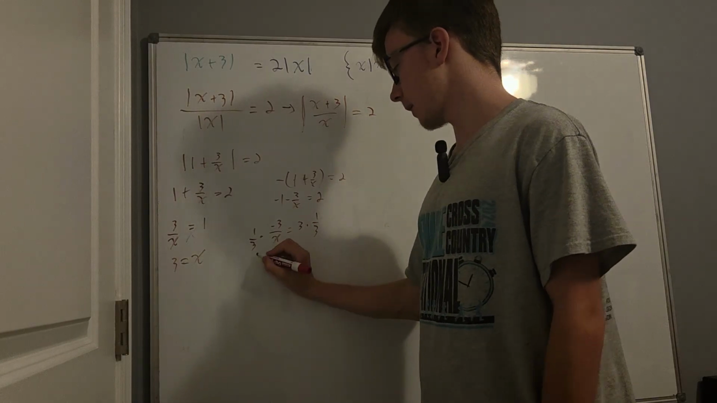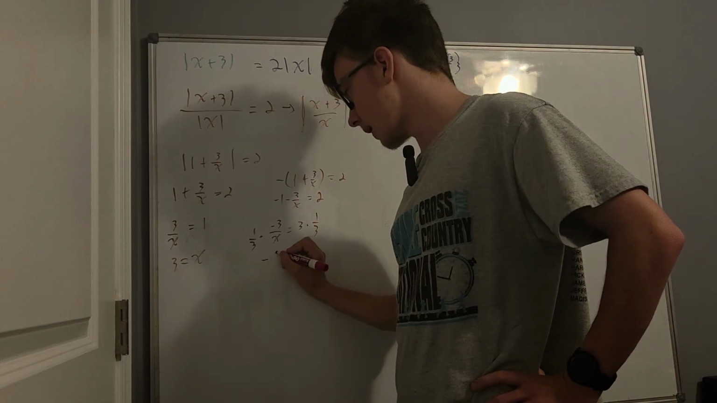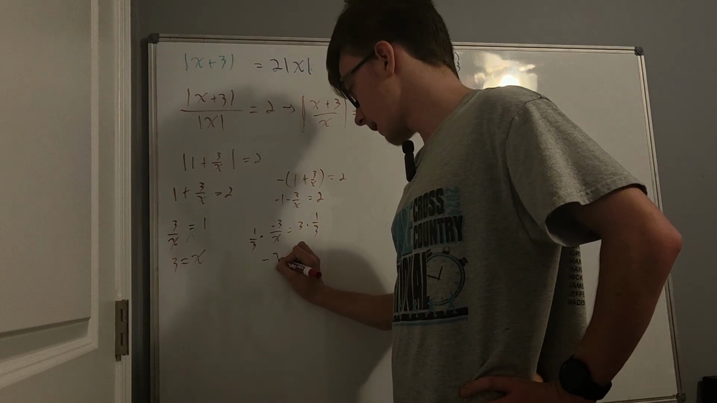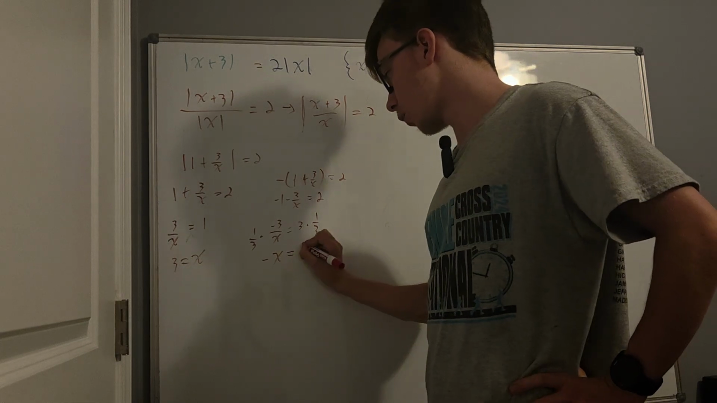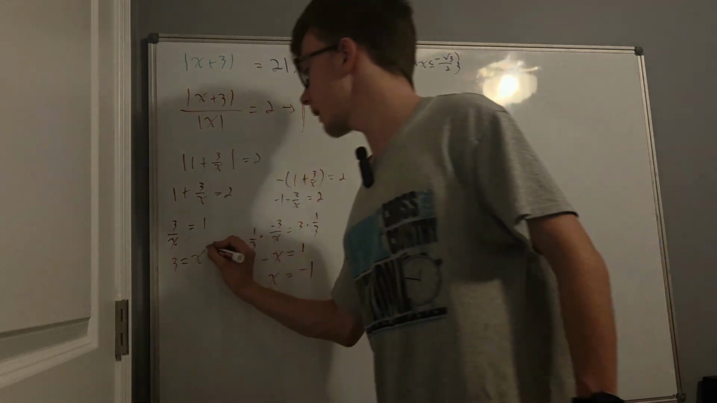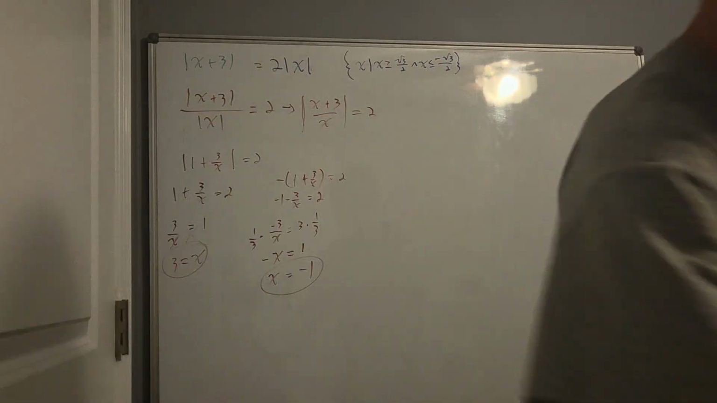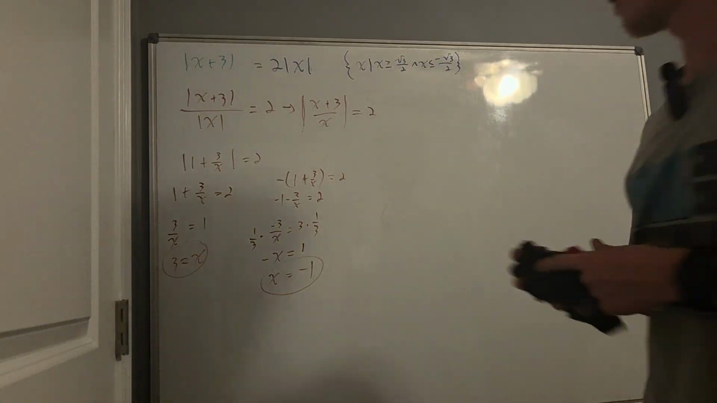And what that'll do, and by the reciprocal, because that works, is that'll give me negative x is equal to 1. So I can move that over. X is equal to negative 1. These are our proposed solutions. Now I'm going to check them. Okay? If they exist, we're all good.